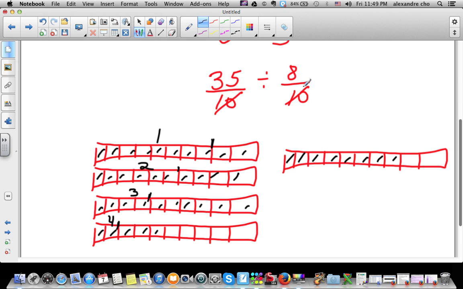So I can fit it 4 times. And then I can still fit in 3 more pieces out of the 8 that I've been trying to put in. Okay, and that's my final answer.